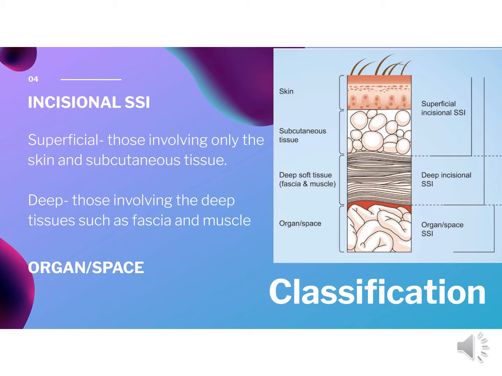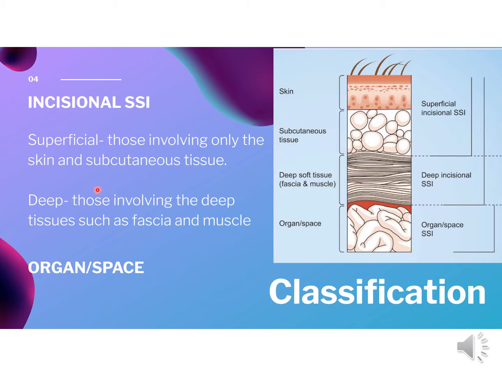There is another classification that includes type 1, type 2, type 3, and type 4. In this case, type 1 involves infection of just the skin only. So when there's infection of the skin only, it is described as type 1 surgical site infection. While type 2 is when the subcutaneous tissue is affected. Then type 3 is when the fascia and muscle is affected. And type 4 is when there's organ space involvement.